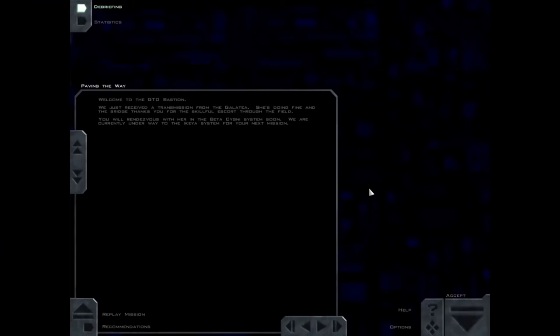Welcome to the GTD Bastion. We just received a transmission from the Galatea. She's doing fine, and the bridge thanks you for the skillful escort through the field. You will rendezvous with her in the Beta Cygni system soon. We are currently underway to the IKEA system for your next mission.